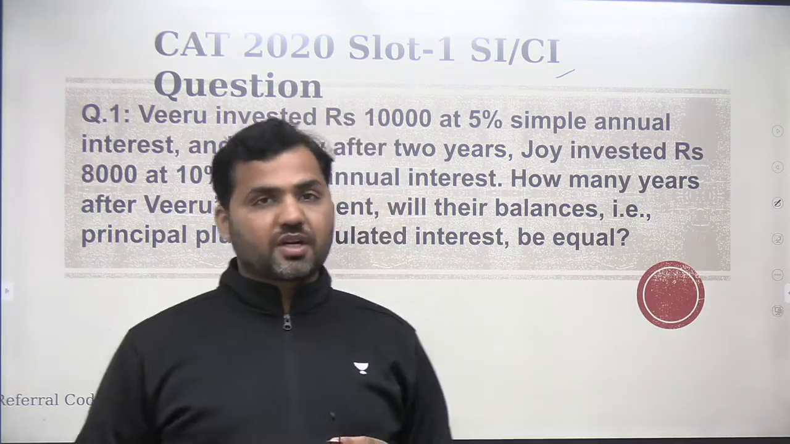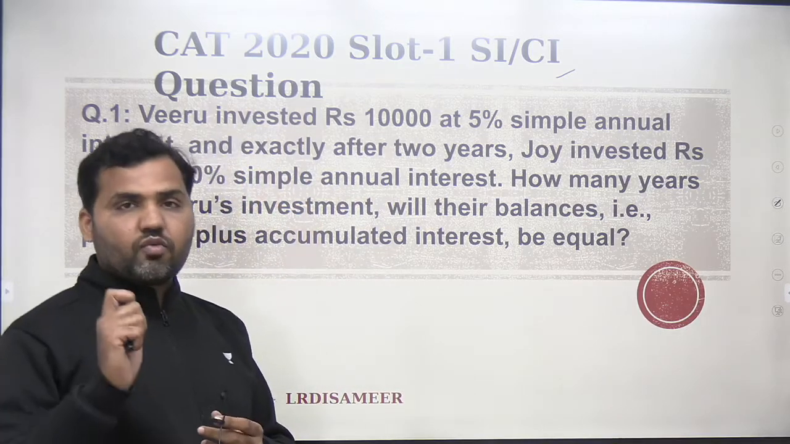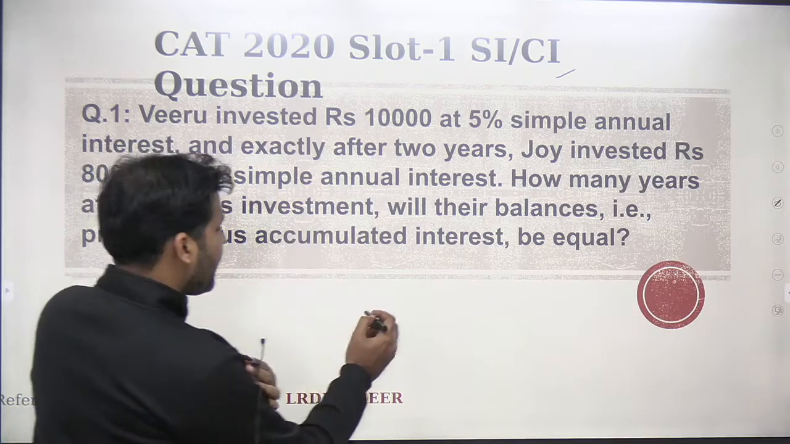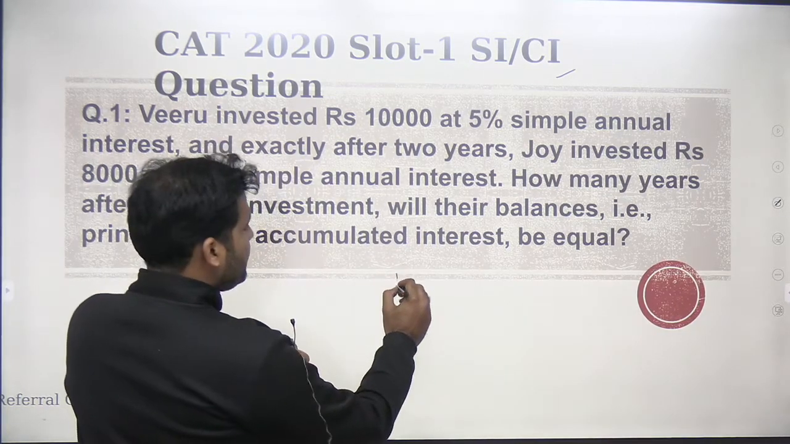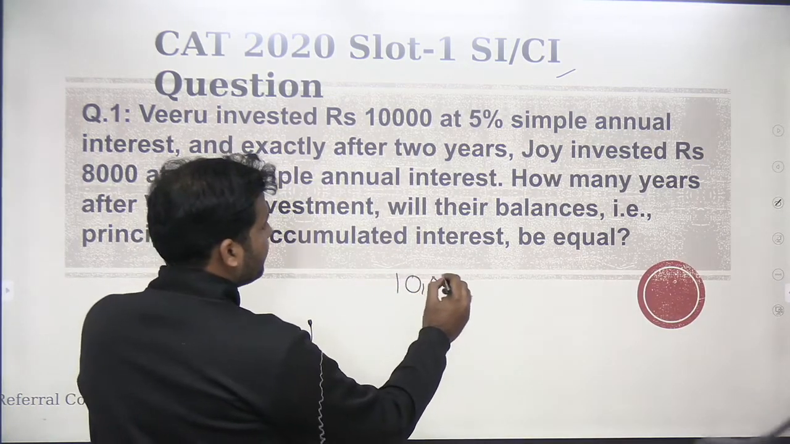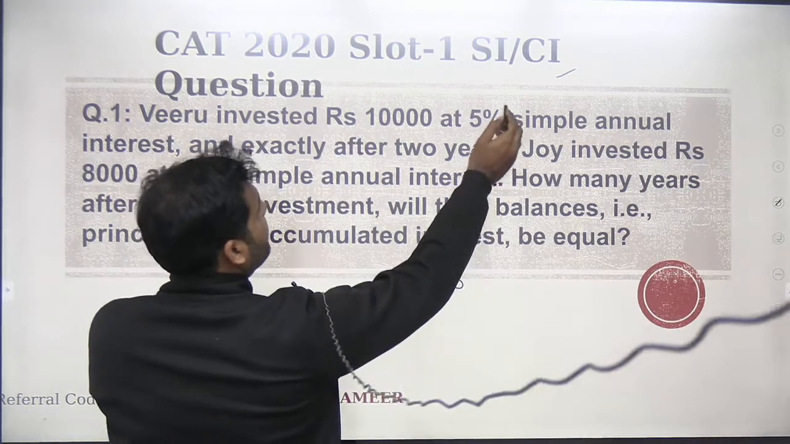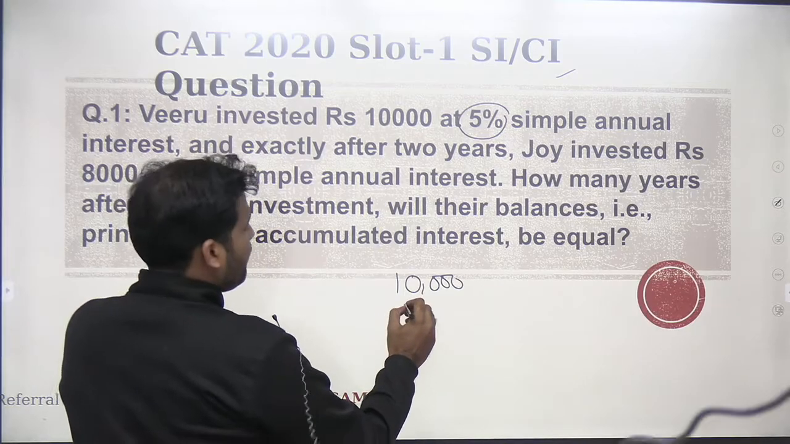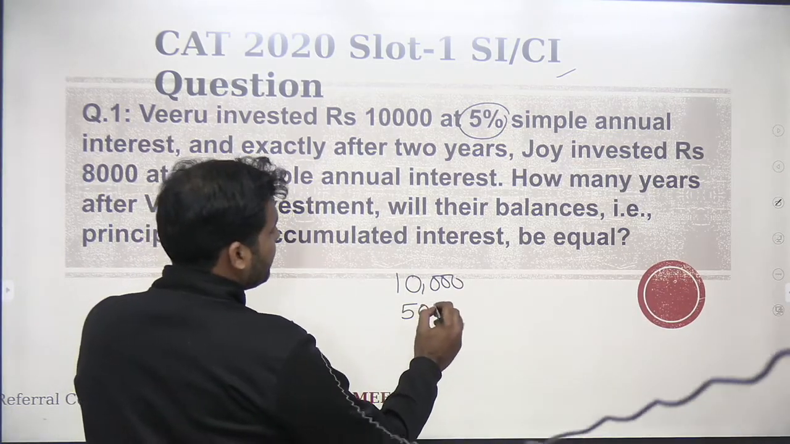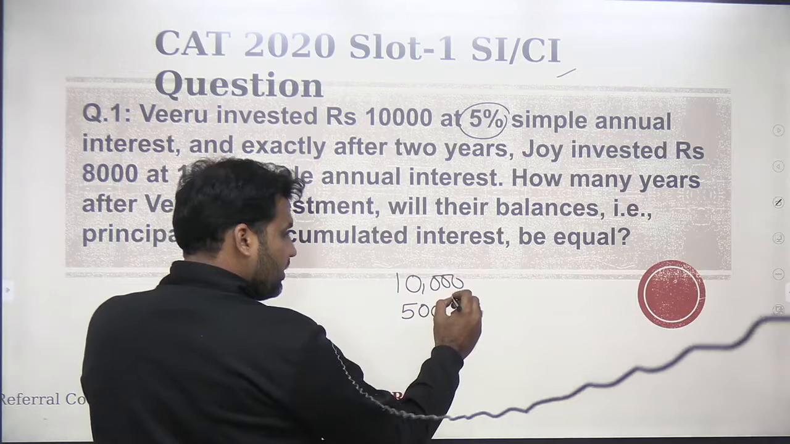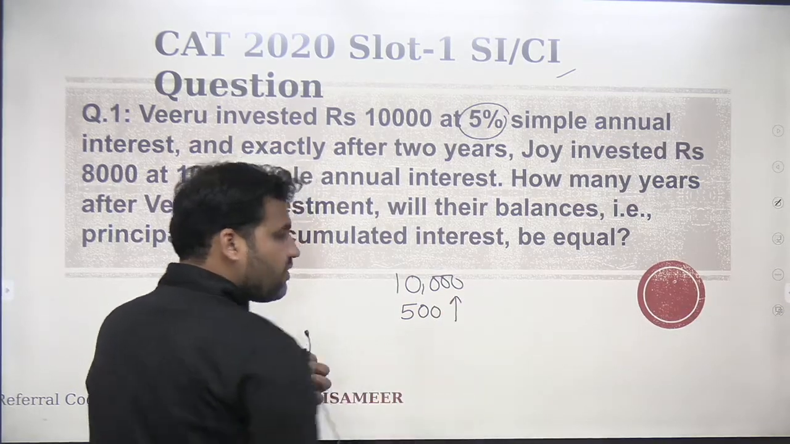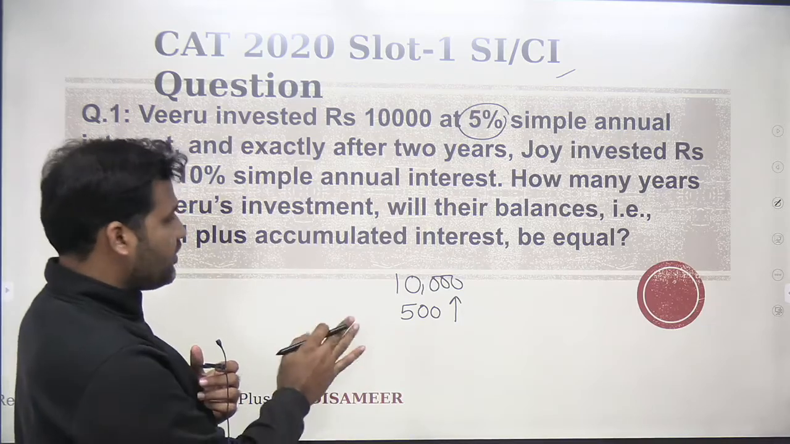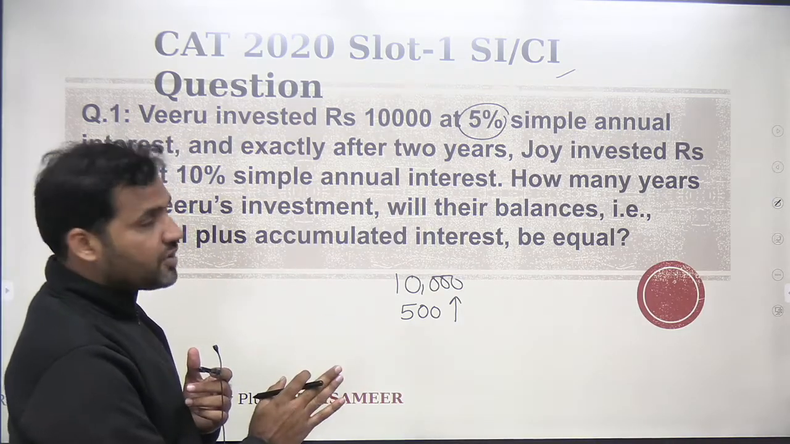So that's the question, right? It's a single line question, very, very easy to solve. Just look here. Viru is investing 10,000 rupees, right? And his rate of interest is 5%. So every year he will be getting 500 rupees as interest. That means his principal will get increased by 500 rupees every year. Very simple thing to observe in this question.